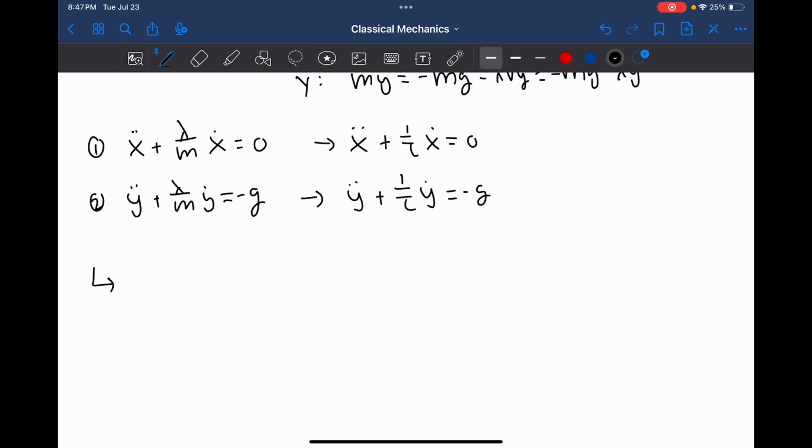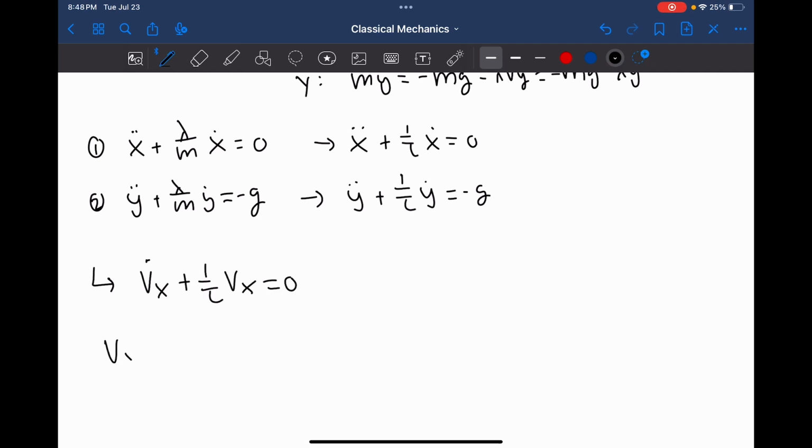Now we're going to go ahead and solve these differential equations. A trick for solving DEs is that in these differential equations we don't see the actual function showing up anywhere. We have x double dot and x dot. So instead, what we're going to do is solve for v first. We can rewrite the first equation as vx dot plus 1 over tau vx is equal to 0.